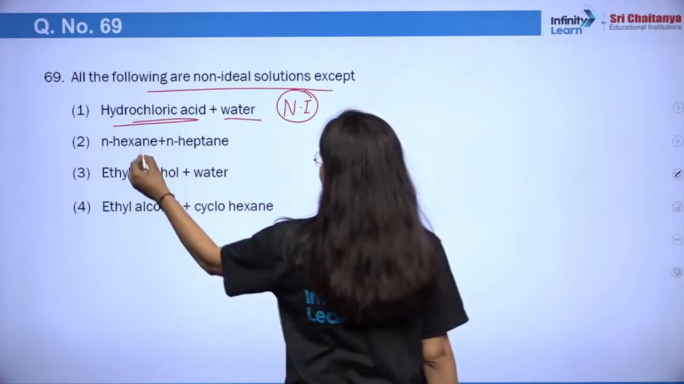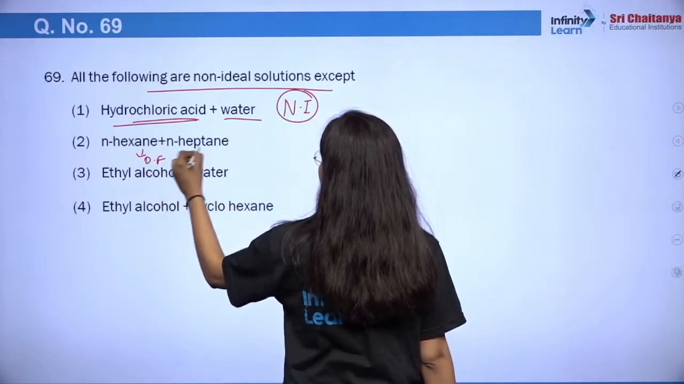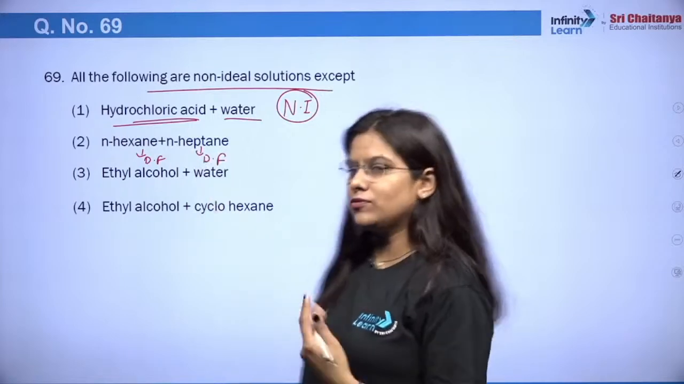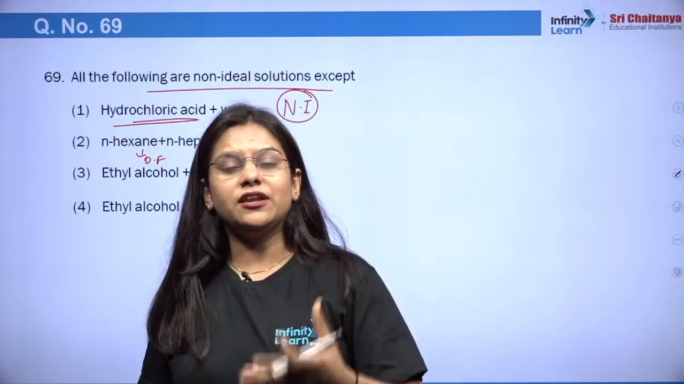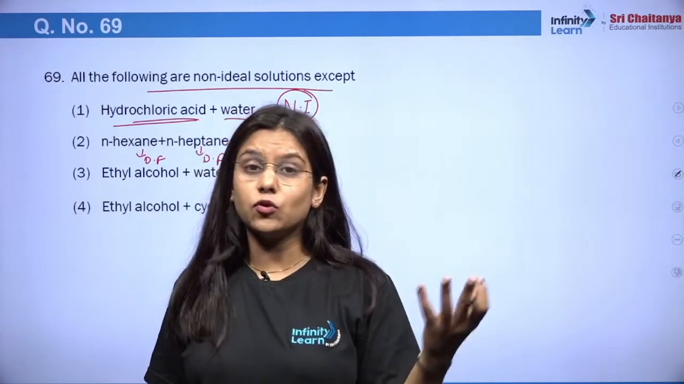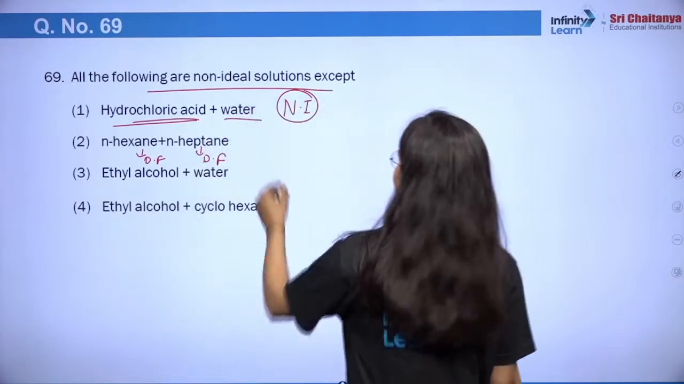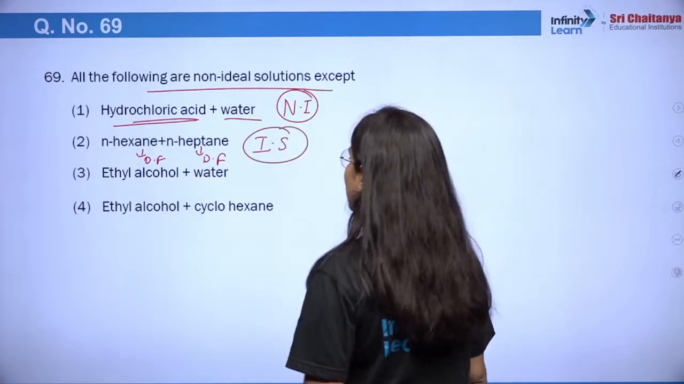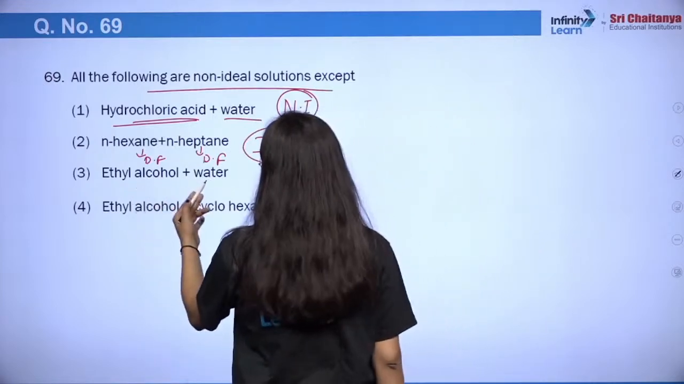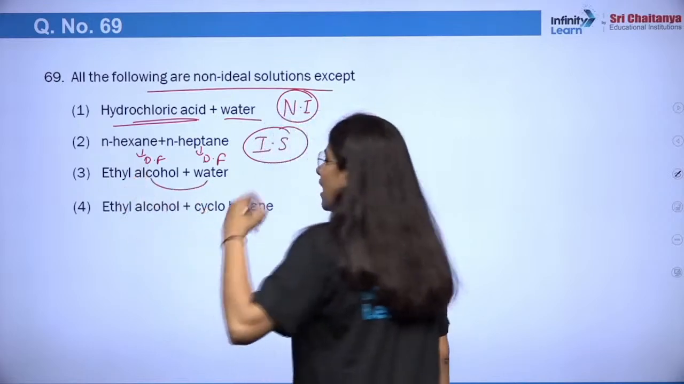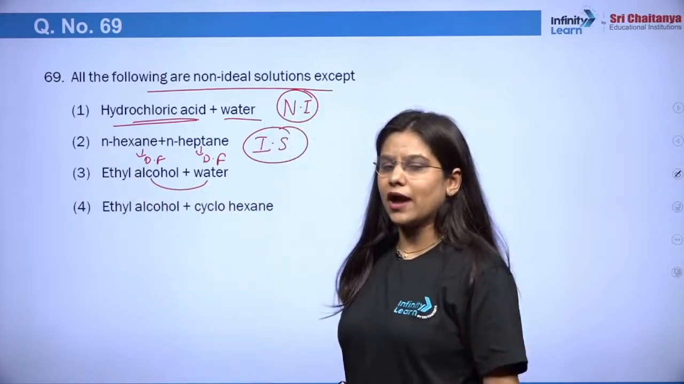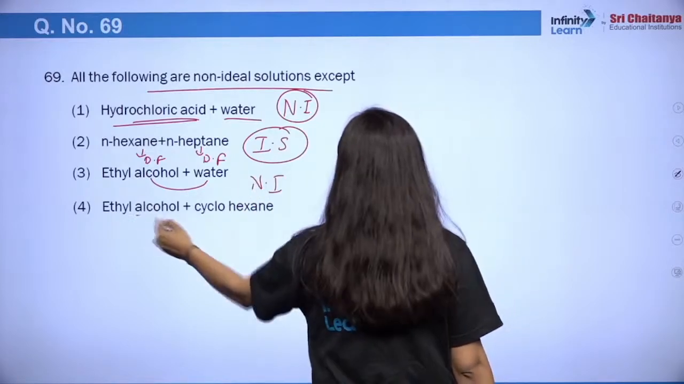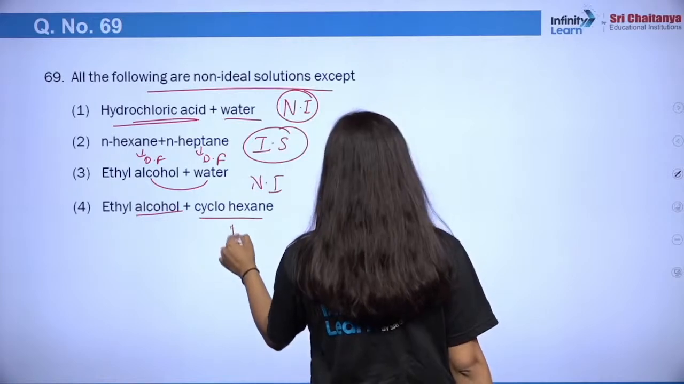N-hexane and heptane: dispersion forces, here also dispersion forces, the same type of forces. After they form the solution, the dispersion forces will still be there because both are non-polar. So this is the ideal solution. Coming to the next, ethyl alcohol and water: hydrogen bonding, hydrogen bonding. Again after mixing they will form even stronger hydrogen bonds, so they will be non-ideal.